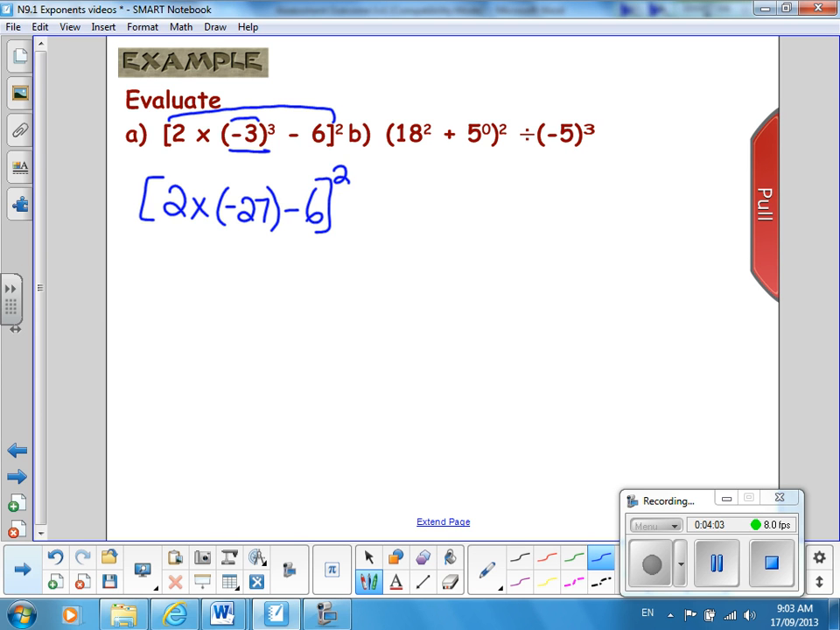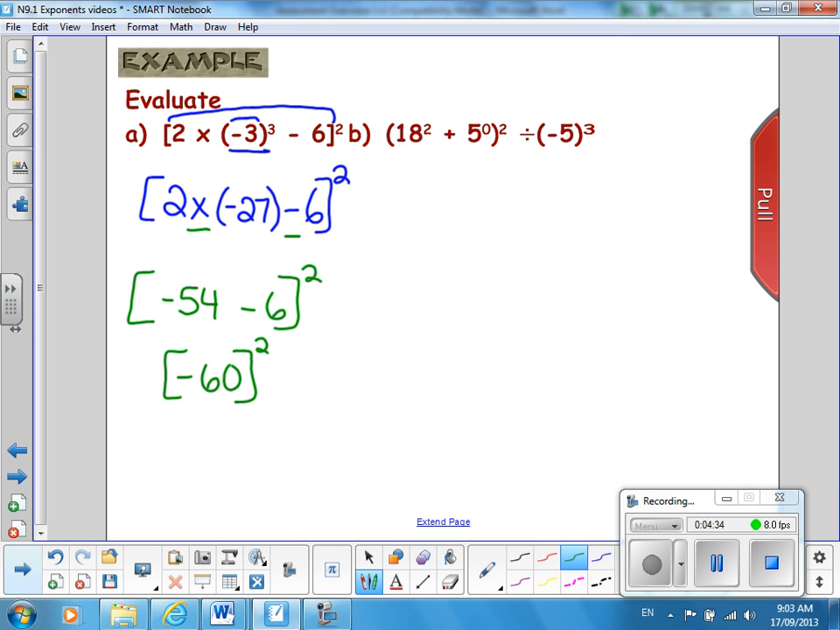Now, we want to simplify what's inside the square brackets. We have an operation of multiplication, and we have an operation of subtraction. If you use BEDMAS, multiplication comes before subtraction. So we need to do 2 times negative 27, and we will end up with negative 54. And then we are going to subtract 6. Negative 54 subtract 6 is negative 60.